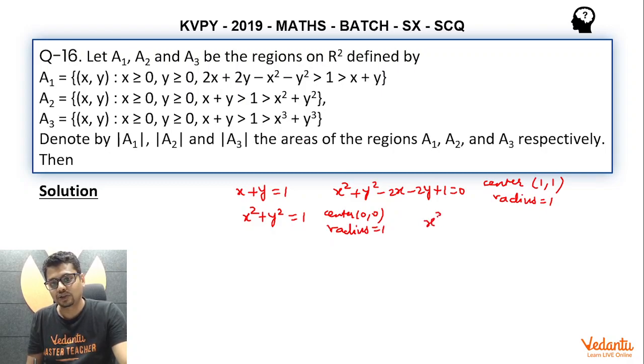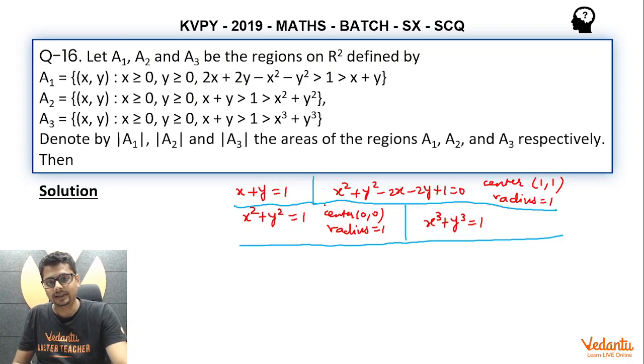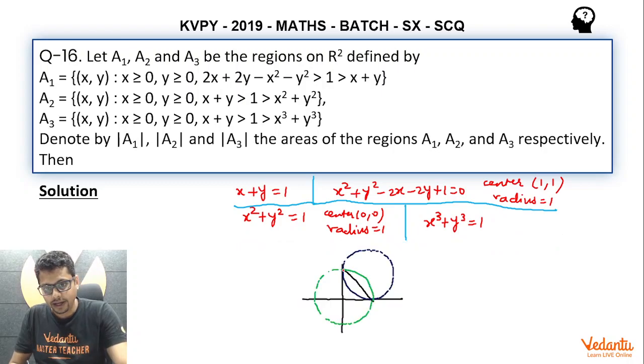And next, x cube plus y cube equal to 1. Now, this one is a straight line and these two are circles, but there is no popular name as such for this curve. We'll plot this directly. First, let's plot these first three: x plus y equal to 1, this circle and this circle. Here in the first quadrant, we have x plus y equal to 1, with x coordinate being 1 and y coordinate being 1. This is a circle with center at the origin and radius 1. And this is a circle with center at point (1, 1) and again radius 1.